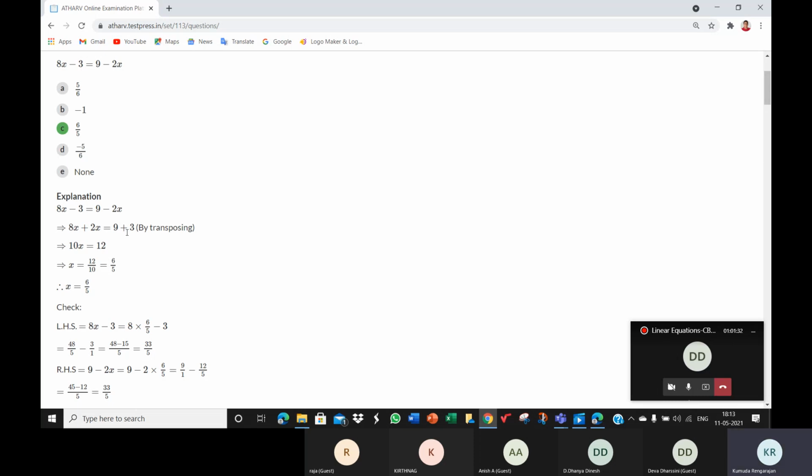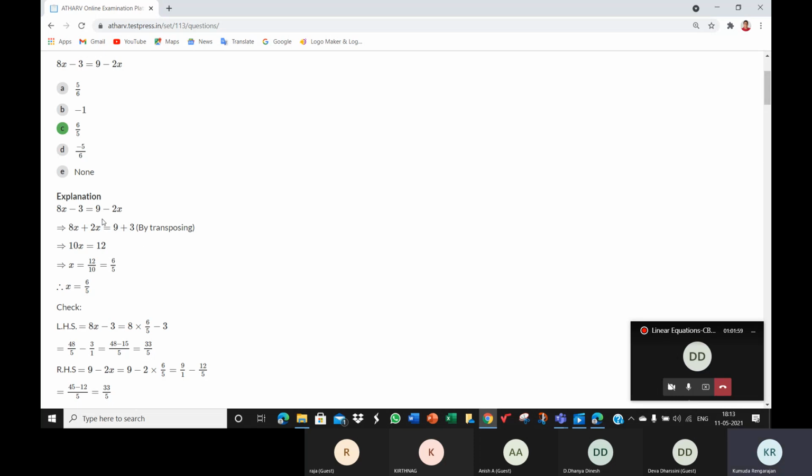We are gathering the x terms on one side and the numbers on the other side. I repeat, we have 8x in the LHS, we have 2x in the RHS. We need to gather the x terms on one side and the numbers on the other side. That is done by transposing. Transposing is moving a term from one side to the other side.